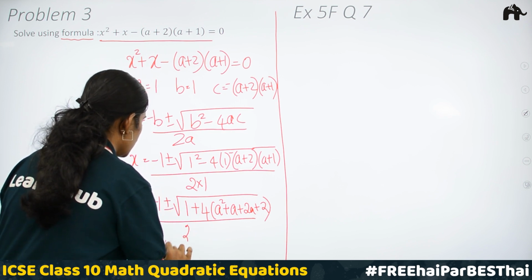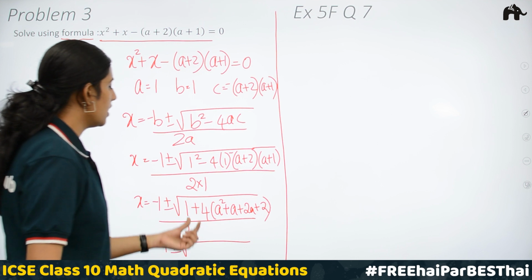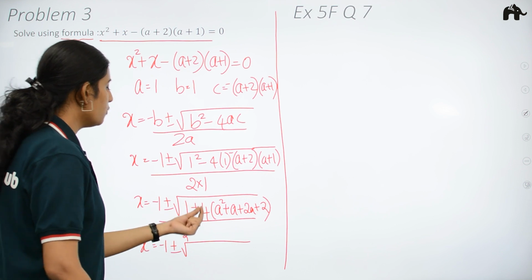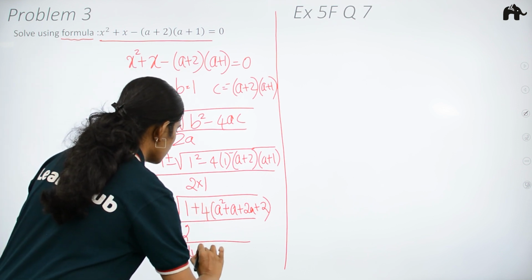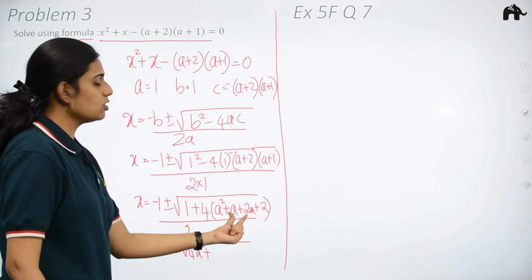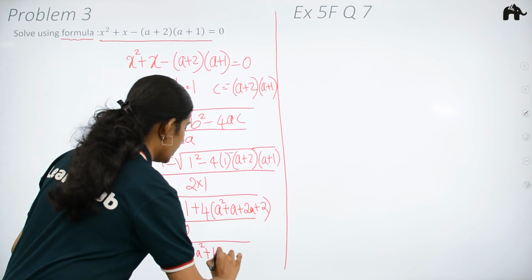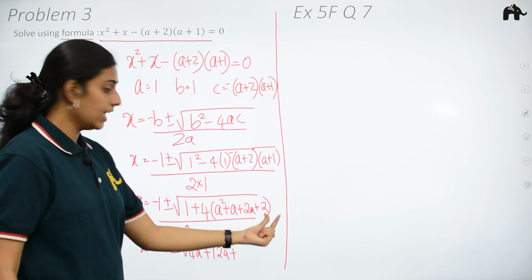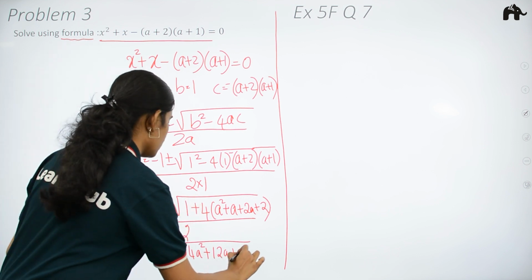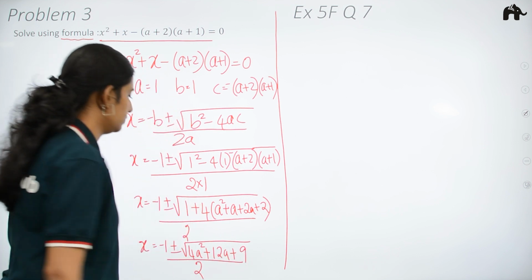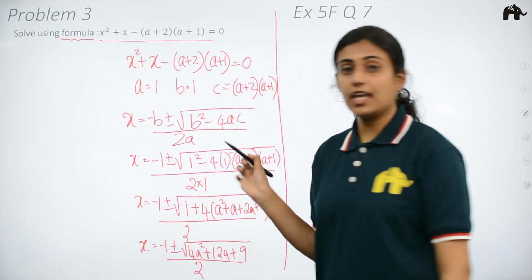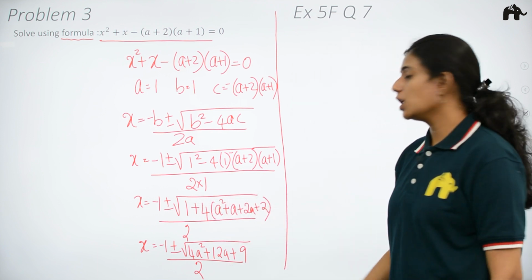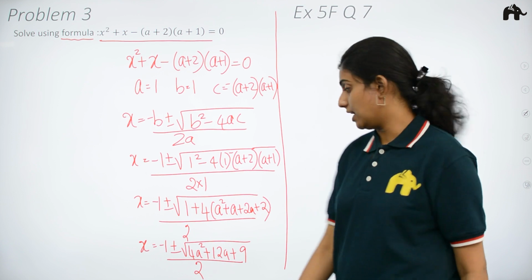x is equal to minus 1 plus or minus root of, removing this bracket, here a plus 2a becomes 3a. 4a square plus 4 into 3a, that is 12a, plus 4 into 2 is 8, 8 plus 1, 9. Got it? Whole divided by 2. Okay. Here a plus 2a is 3a, 3a into 4 is 12a. Adding 1 and 4 into 2, that is 8 plus 1.